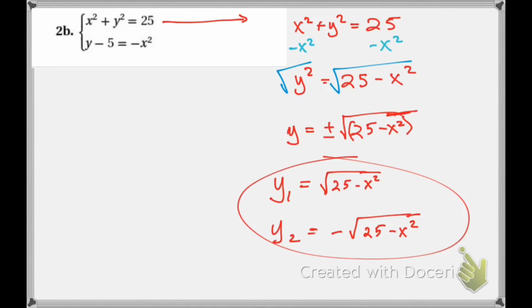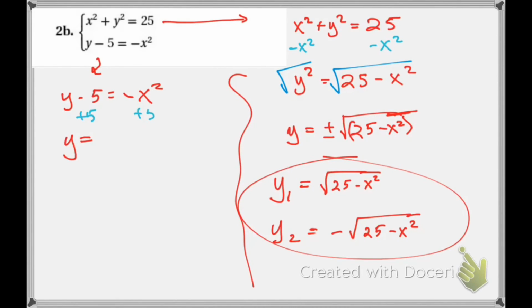Now let's look at this one over here. This one's a lot easier. y minus 5 equals negative x squared. All I've got to do is add 5 to both sides. So add 5, add 5. That gives me negative x squared plus 5. So this will be my third equation that I have to enter.